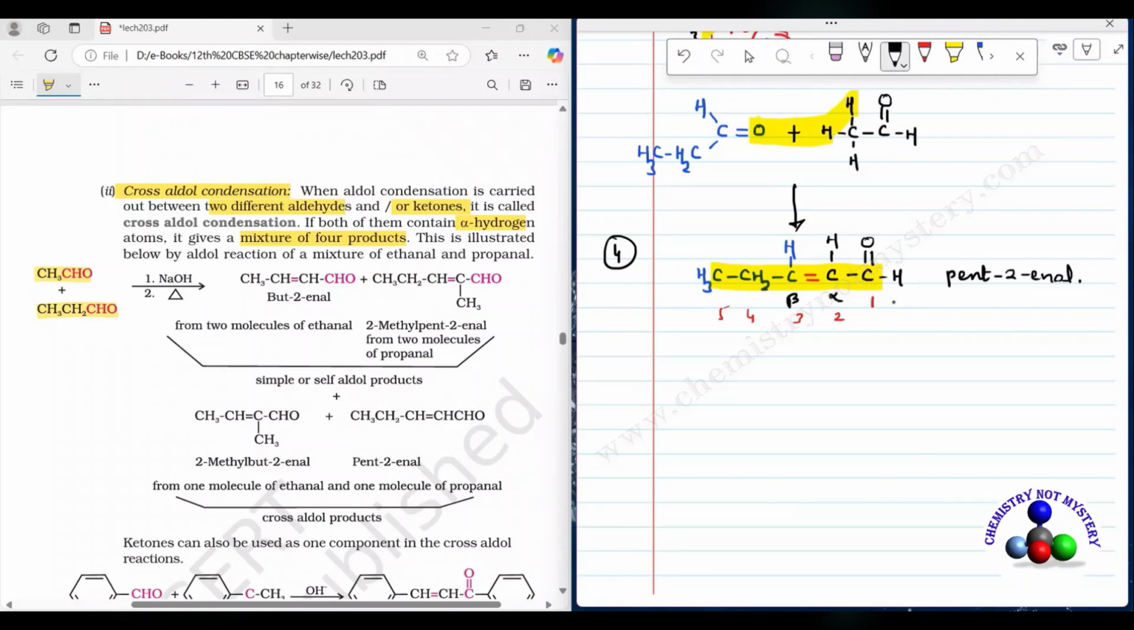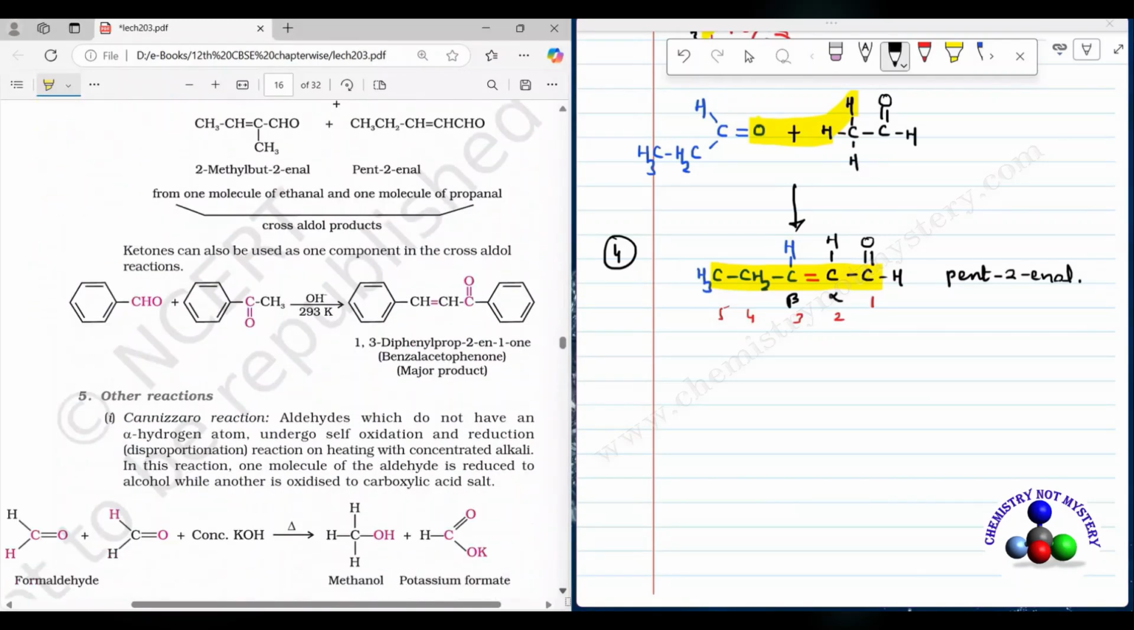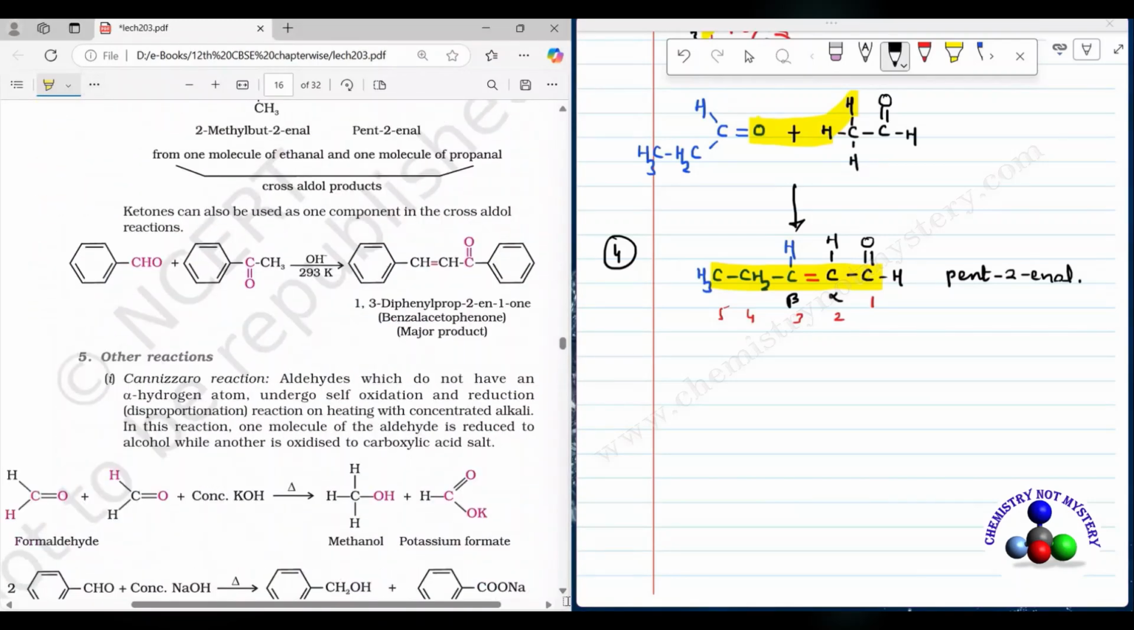So that's how you will get 4 different products by the cross aldol condensation. Now let's read from the book. Ketones can also be used as one component in the cross aldol reaction. So this is the example. This is benzaldehyde. When it reacts with acetophenone in presence of dilute alkali, it gives cross aldol product. The name of this cross aldol product is benzyl acetophenone.